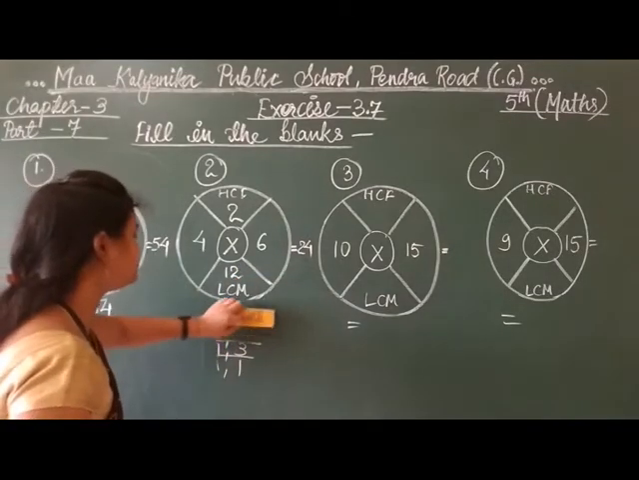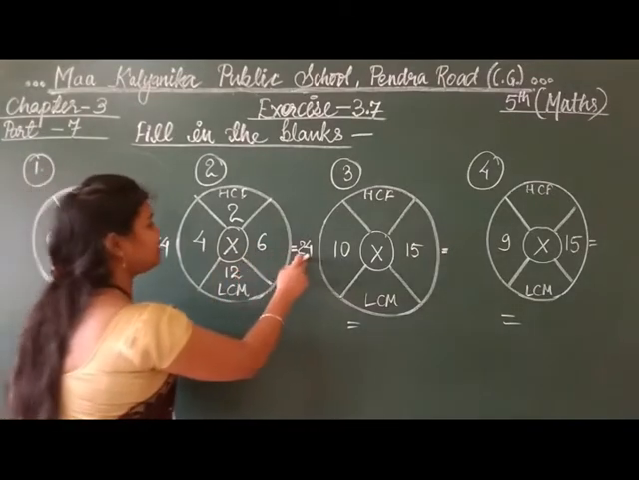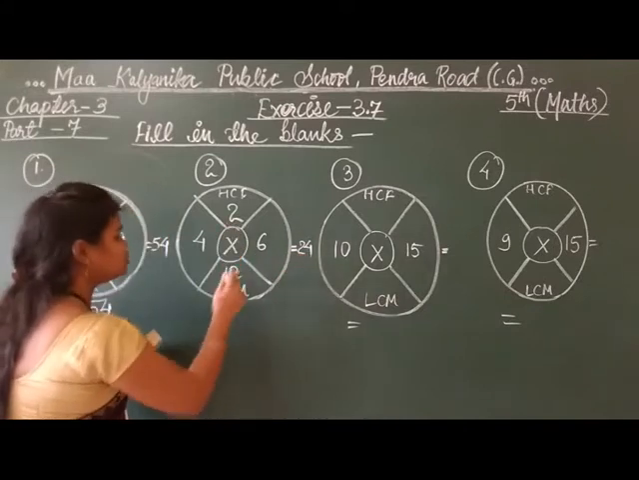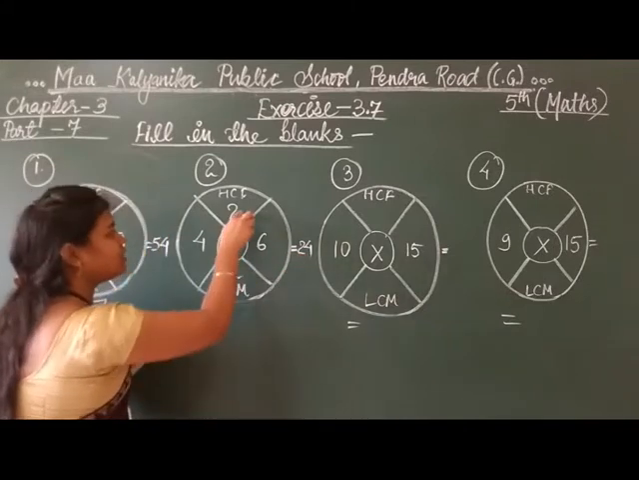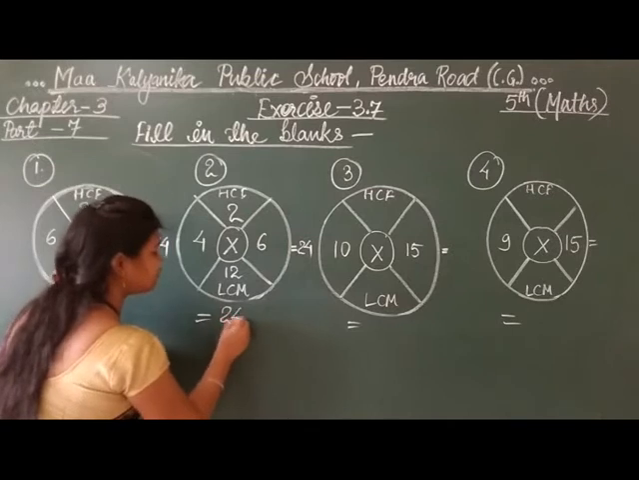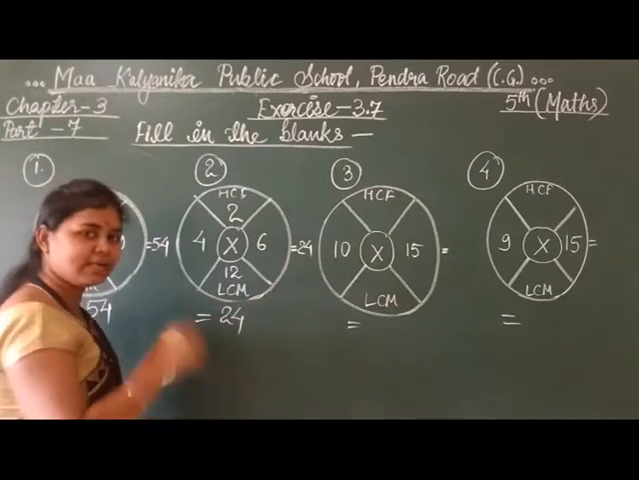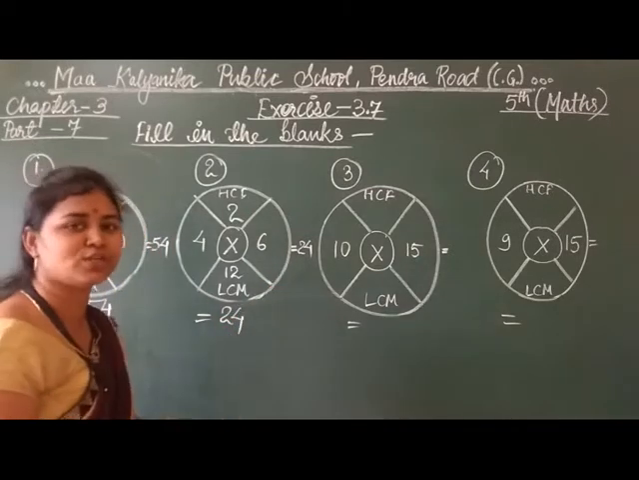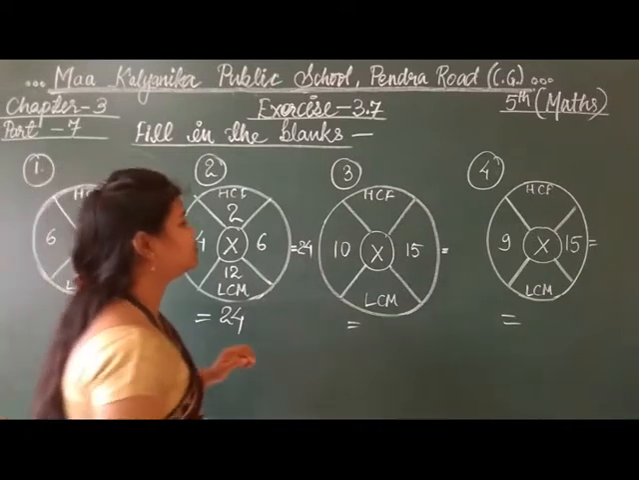Now students, we have already multiplied 4 and 6, which is 24. Now 12 ones are 12, 12 twos are 24. Are both the answers the same? Yes. This means this solution is also correct. Now moving to the next question.